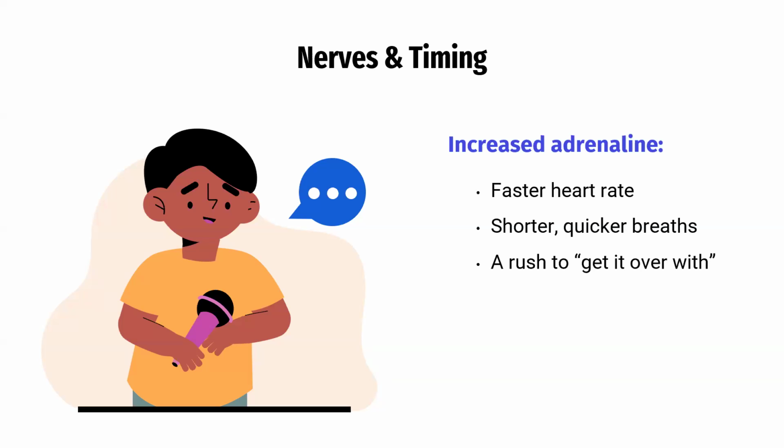One of the biggest things to watch for is your speaking speed. Most people talk about 20 to 30% faster than normal when they're nervous without even realizing it. The problem is, when you speak too quickly, your audience can't keep up, and the most important points can get lost.